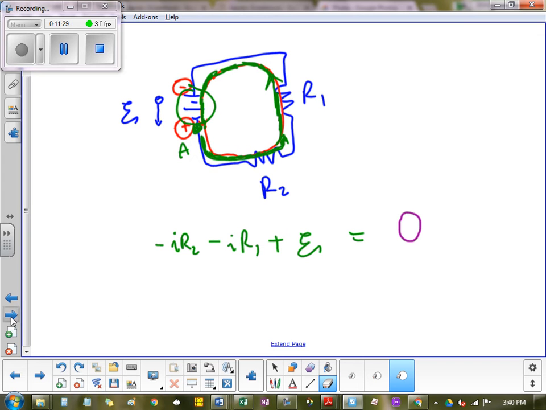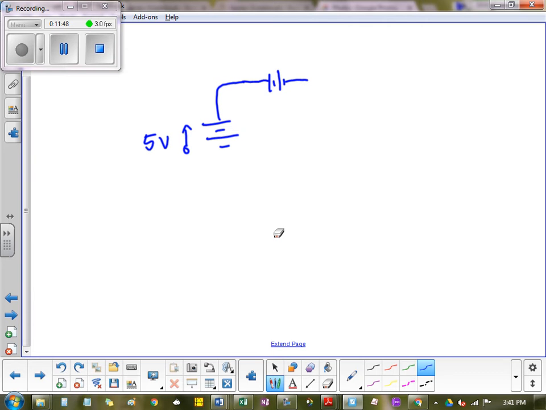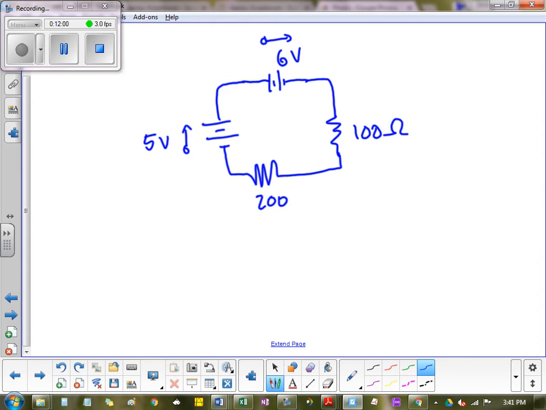All right, so let's go onto a similar example, this time with 2 batteries on our loop. Okay, so we have something like this, maybe. This points up, and we'll call this 5 volts. And then you come over here, and you maybe hit another battery. And this one's 6 volts, pointing to the right. And then you come over here and you hit a resistor, 100 ohms. And then you come over here and you hit a resistor, 200 ohms.